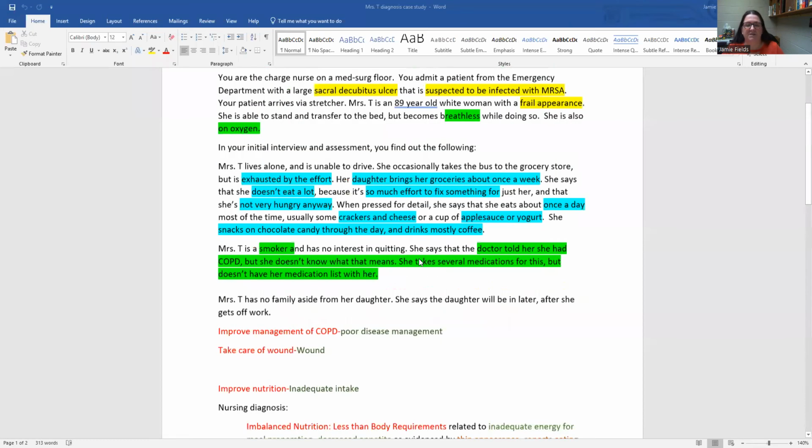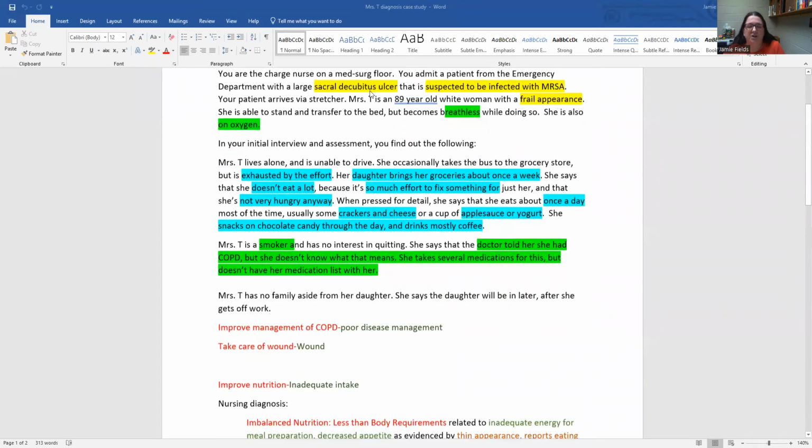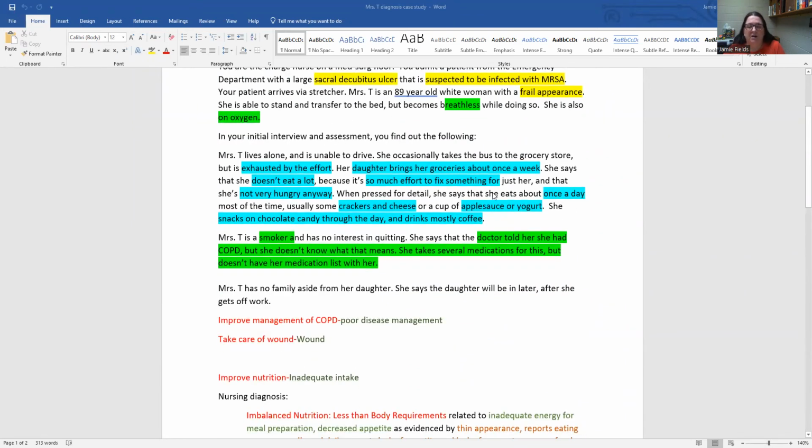And we look up that diagnosis. Look at the defining characteristics. In those defining characteristics, is there anything in Mrs. T's assessment that matches those defining characteristics? Okay. She is very frail. She has a wound. She eats once a day. She only gets groceries once a week. She's too tired to go to the grocery store. She's too tired to fix something to eat. She eats crackers and cheese, applesauce, yogurt, chocolate candy, and coffee.